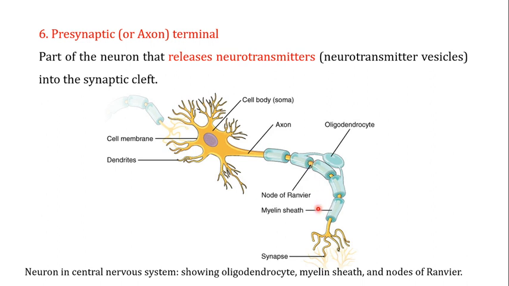Now, in this particular image, you can see that, as I've told you, in the central nervous system the glial cells are known as oligodendrocytes, and you can clearly see the oligodendrocyte in this image.